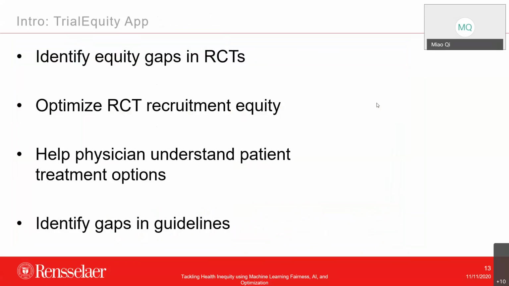And before I do the demo, I will give a short introduction to the TrialEquity application. Our application helps the researchers, physicians, and policymakers to identify the equity gaps in the clinical trials. And it can optimize the randomized clinical trial recruitment equity through integer programming, and helps the physicians understand the different patient treatment options. And it can also identify the gaps in the disease guidelines.